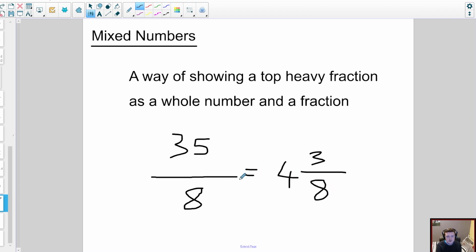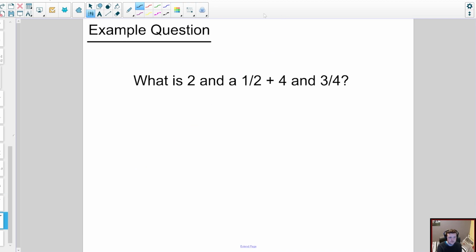These two things equal the same thing. This is top heavy and this is mixed number. So if they say give your answer as a mixed number, what they're looking for is this. And if they say nothing, don't bother about it, you can probably leave it as a top heavy fraction. But usually they want it as a mixed number. So here's an example of a question. Like I said before, they can do adding, subtracting, timesing, and dividing for mixed numbers.